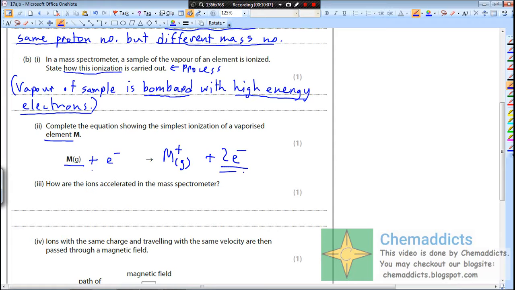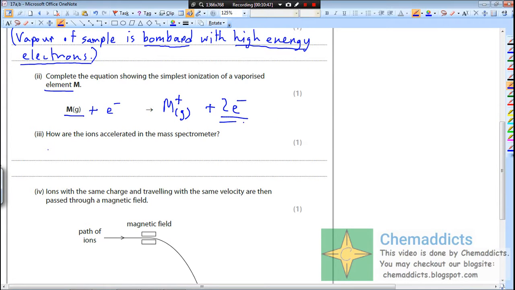So fellas, I hope that you have understood this equation. In here, a high energy electron is given to this element, knocking another electron from this element, leaving this element as a positive ion and 2 electrons. So this is how we are going to write the equation. So fellas, now let us move on to the next question.